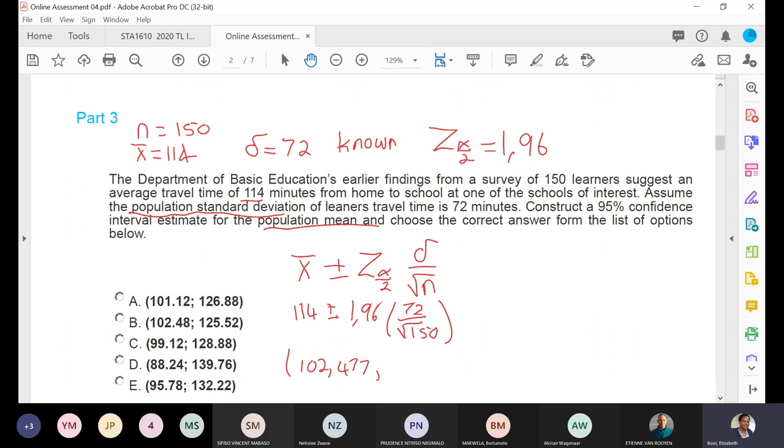It was 7776, and on the plus side, what do you get? 125.522, which, if we round it off to two decimals, is B.